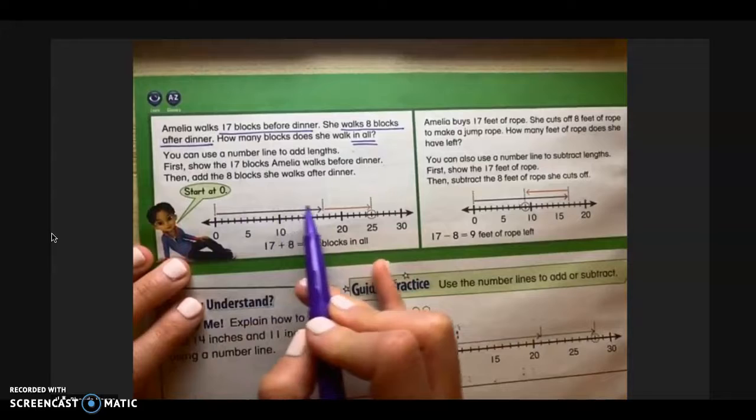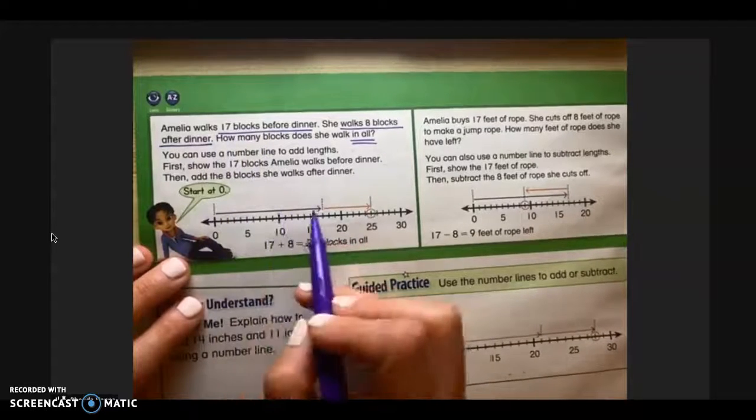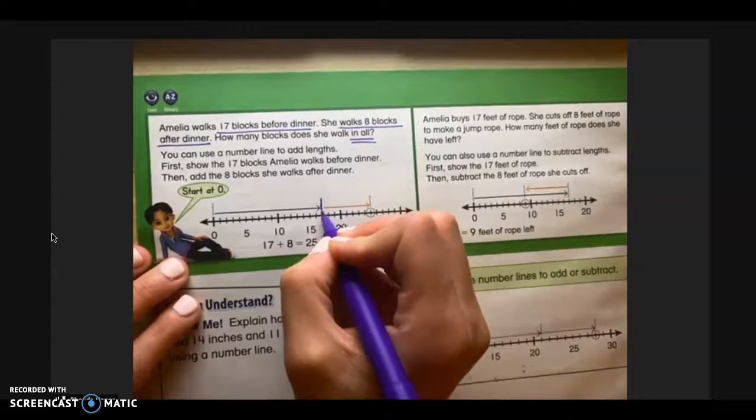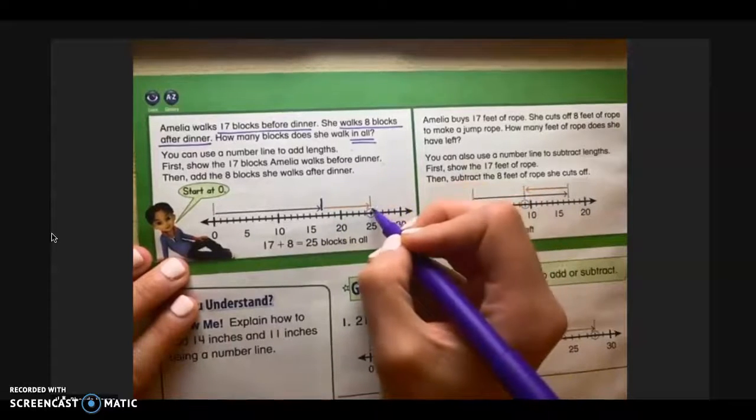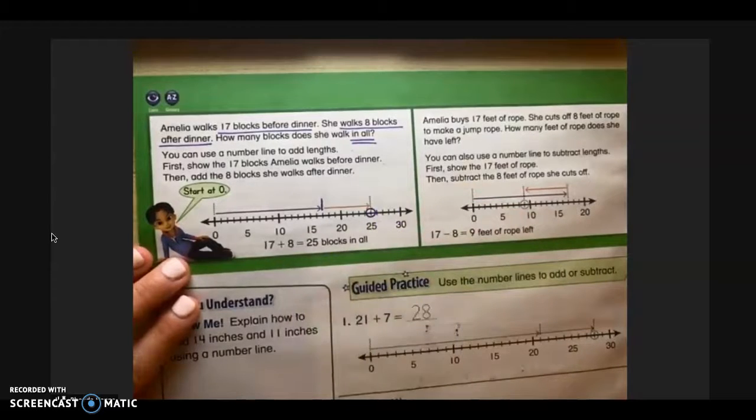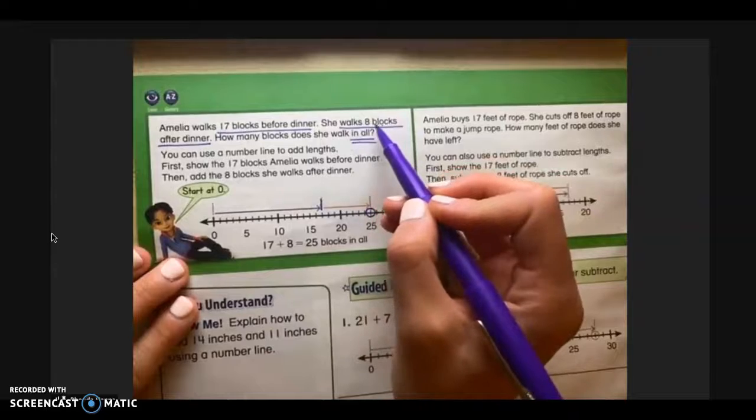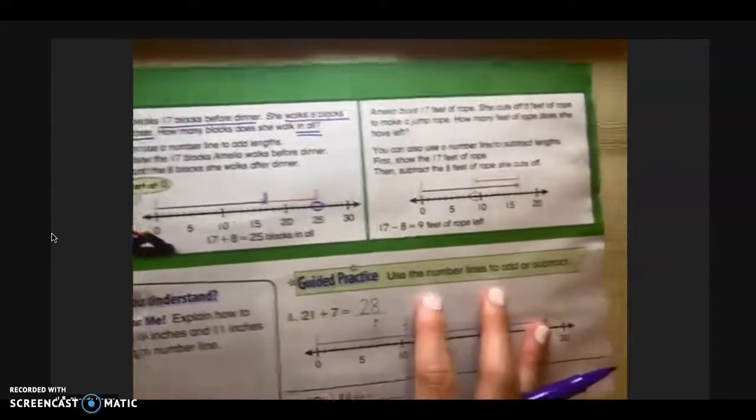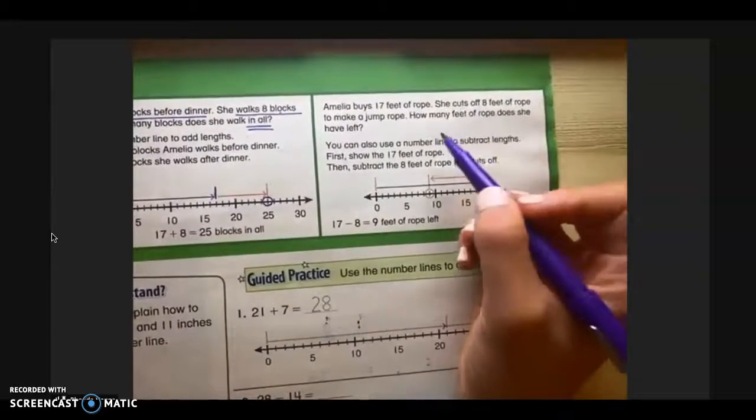So the purple line right here shows how many blocks Amelia walked before dinner, because I know that it landed right here on the 17 tick mark. And then they added on 8 more blocks, which got them to 25 blocks in all. So she walked 25 blocks in all. And the orange line right here shows the 8 blocks that she walked after dinner. All right, we can also use an open number line when we subtract.